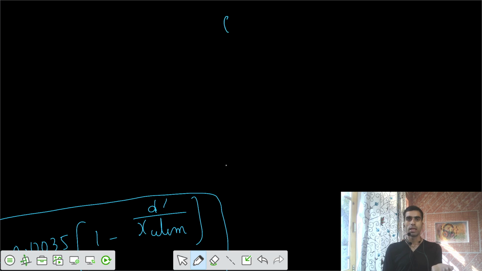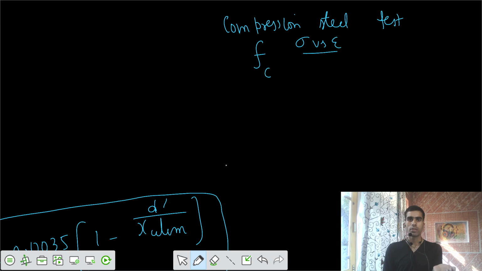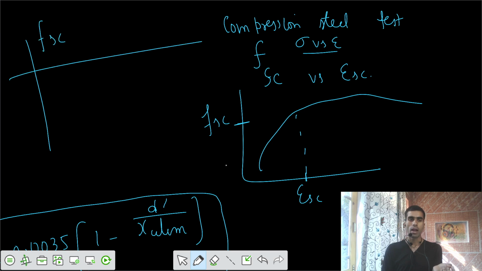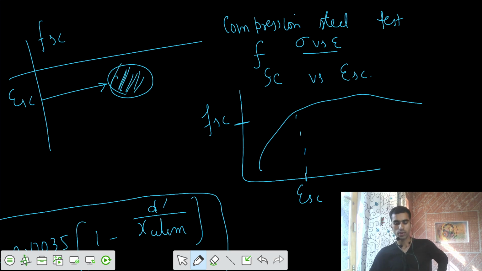You would have performed that compression test of steel, so we can have some relation of stress versus strain. You can write FSC versus ESC. There would be some relation at a particular value of ESC. You would get some stress in the steel, FSC, and that we have in tabular form. For a particular strain, what should be the value of FSC we have to take? That's the task we have to perform.